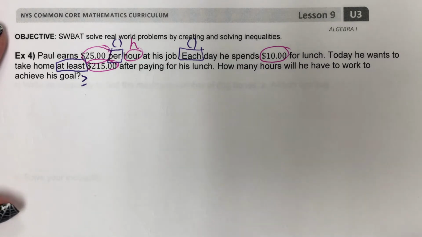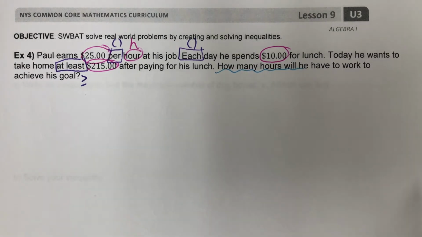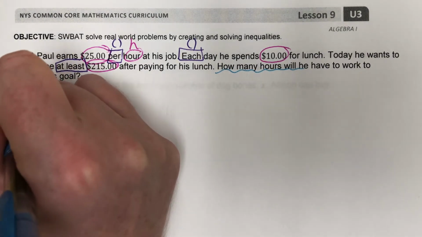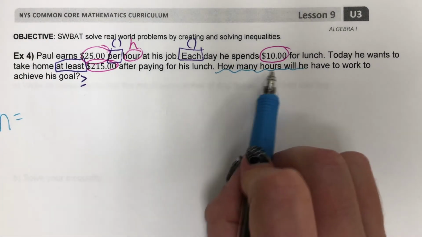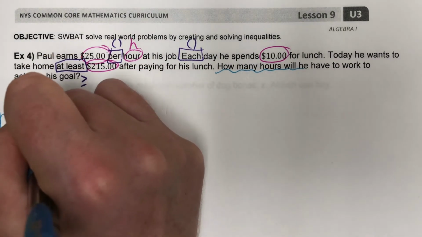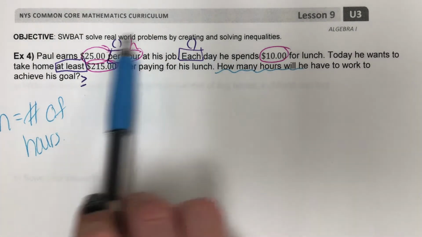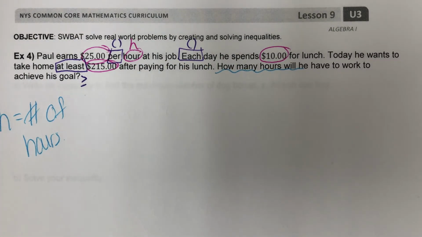How many hours, here's the question, how many hours will he have to work to achieve his goal? So the question says how many hours, that's what I don't know, that's going to be my variable for the question. H will be representing the number of hours. How many hours? I don't know. We have to solve to find that out. Now, I've got to take all this information and put it together, all right?